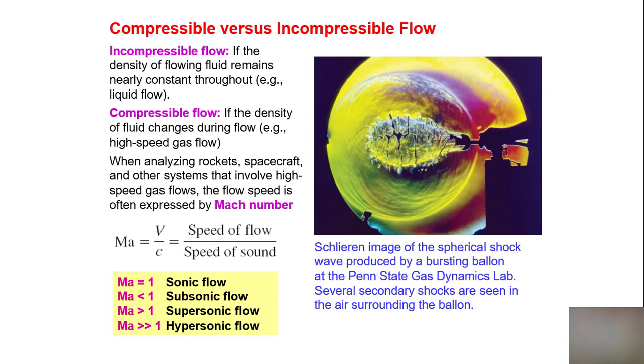flows that are at high speed, like flows over rockets, spacecraft, and cars, most of the time we use what is known as the Mach number to define the speed of the flow. Mach number is equal to the speed of the flow divided by the speed of sound. If Mach number is equal to 1, we've got what is known as sonic flow. When Mach number is less than 1, we have subsonic flow. Mach number above 1 is supersonic flow. And Mach number way greater than 1 is known as hypersonic flow. Any flow that is above, most probably, Mach 5, we call hypersonic flow.